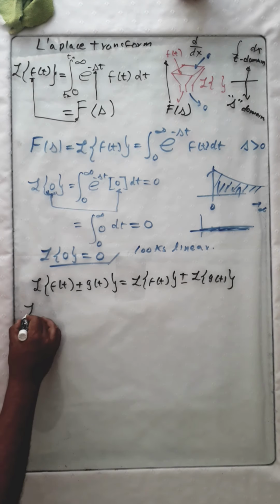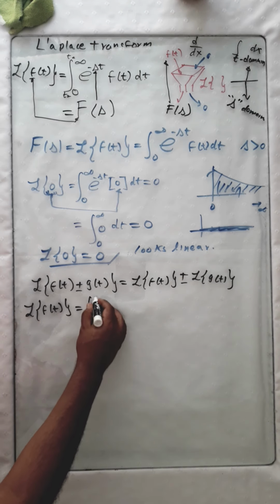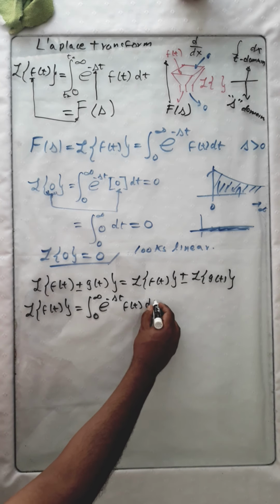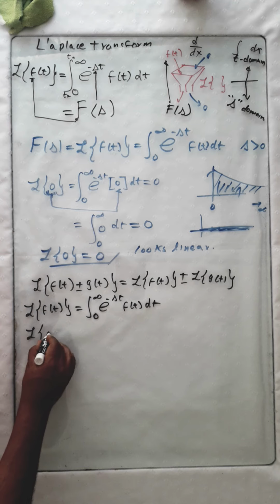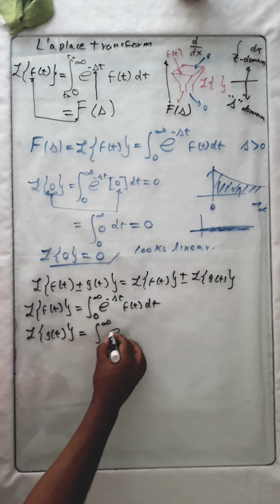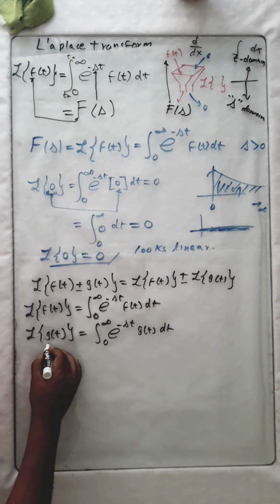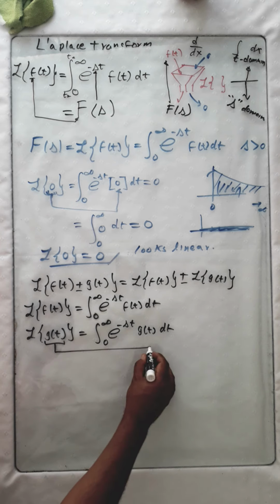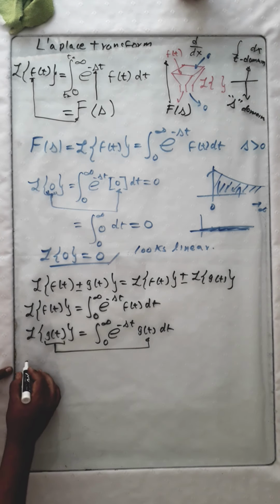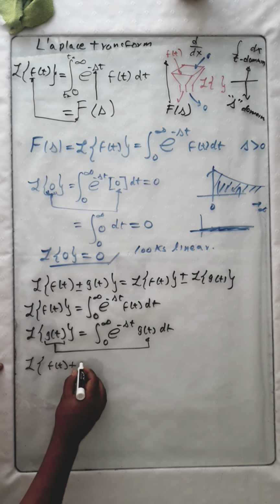Okay, the Laplace transform of f of t, by definition, is the integral from 0 to infinity of e to the minus st, f of t, dt. And the Laplace transform of g of t, by definition, is going to be the integral from 0 to infinity of e to the minus st, and then g of t, dt. So remember, whatever you have here goes here.